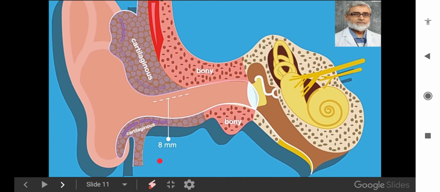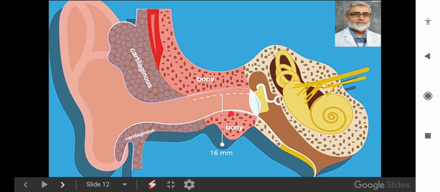Now see here, the external part is approximately 8 mm. It is cartilaginous. And see here the bone. So your bony portion is approximately how much? Approximately 16 mm. So the cartilaginous part is outer, and the inner one is your bony part. The outer 1/3 is cartilaginous and the inner 2/3, approximately 16 mm, is the bony part.